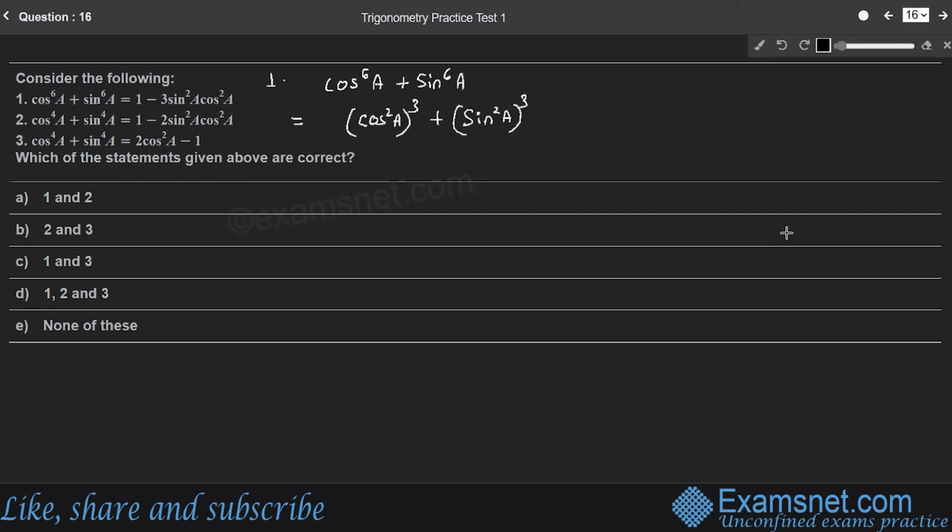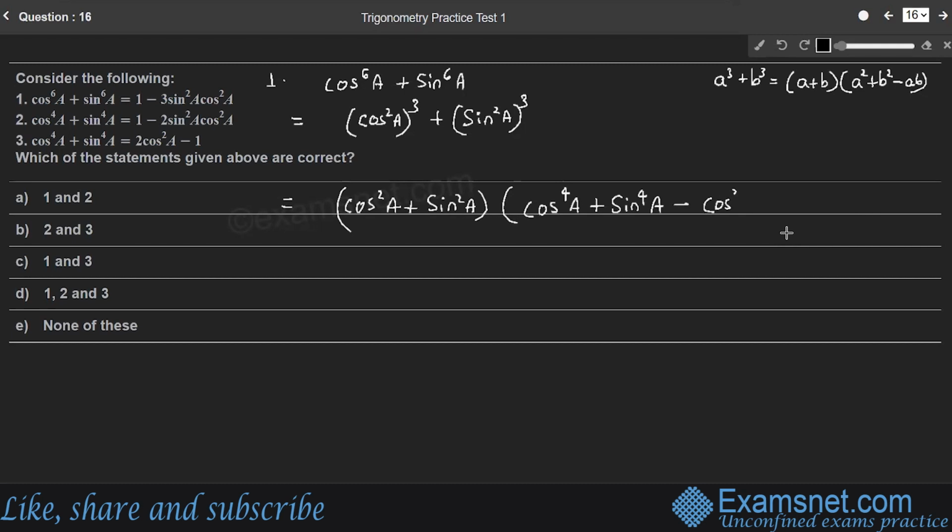Now this expression is in the form of a cube plus b cube. What is the a cube plus b cube formula? (a plus b) into (a square plus b square minus ab). So let us use this formula. Here a is cos square A, b is sin square A. Into a square, which is cos raised to 4A, plus b square, which is sin raised to 4A, minus cos square A into sin square A. Minus ab means minus cos square A into sin square A.